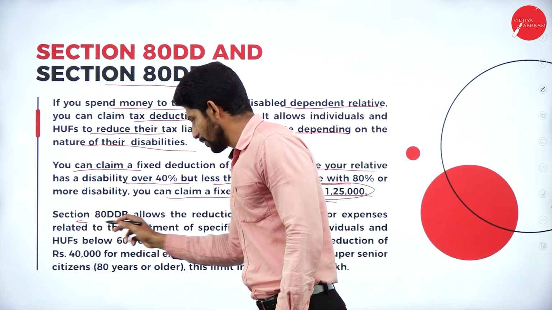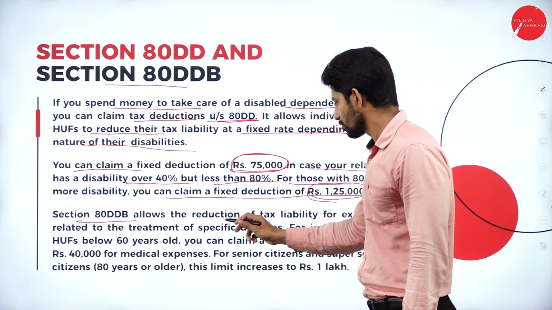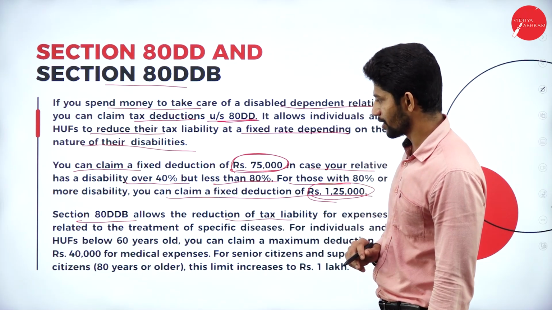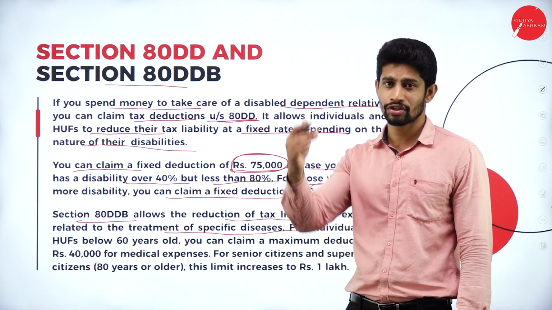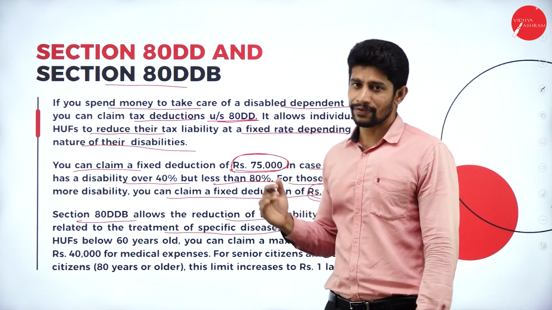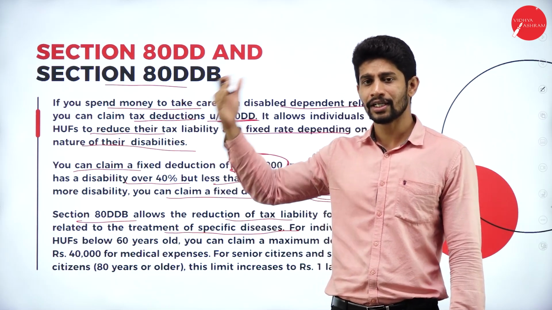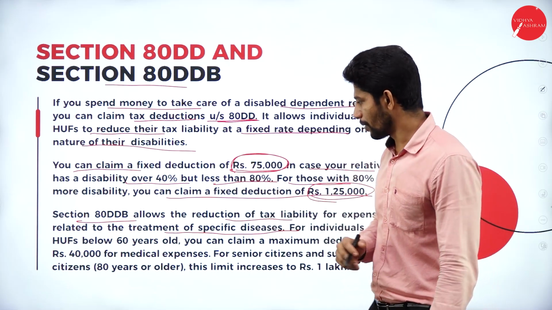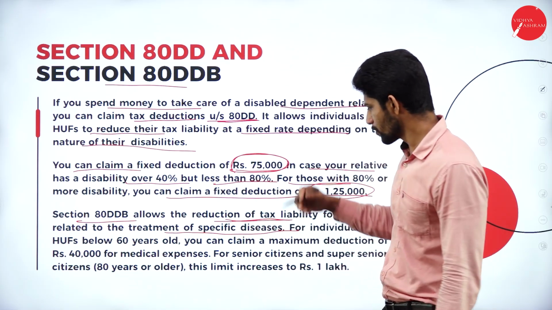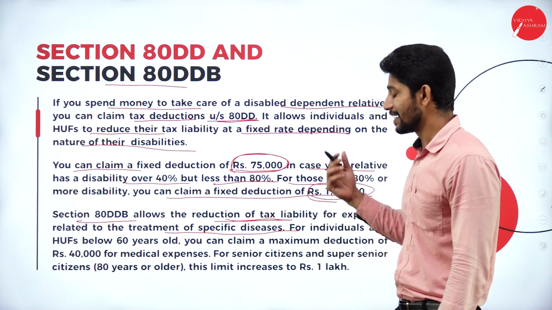Section 80DDB allows the reduction of tax liability for expenses related to the treatment of specific diseases. Yes, section 80DD is with respect to taking care of the disabled relative, but section 80DDB talks about the amount spent on specific diseases.